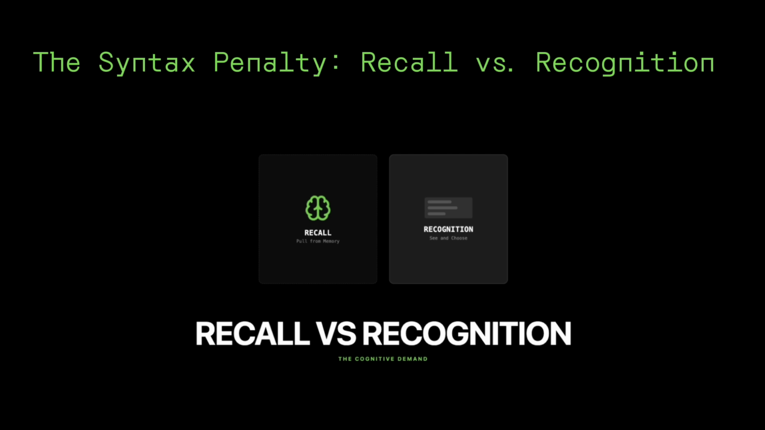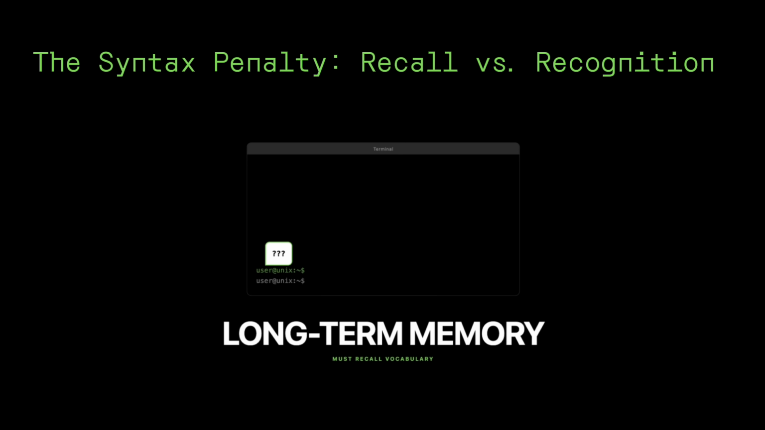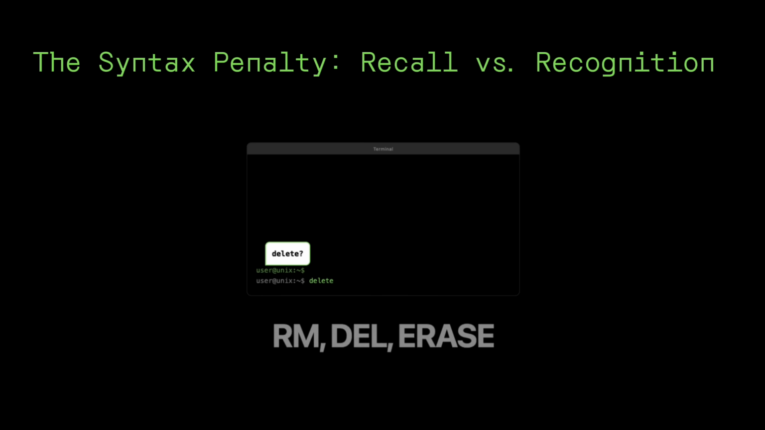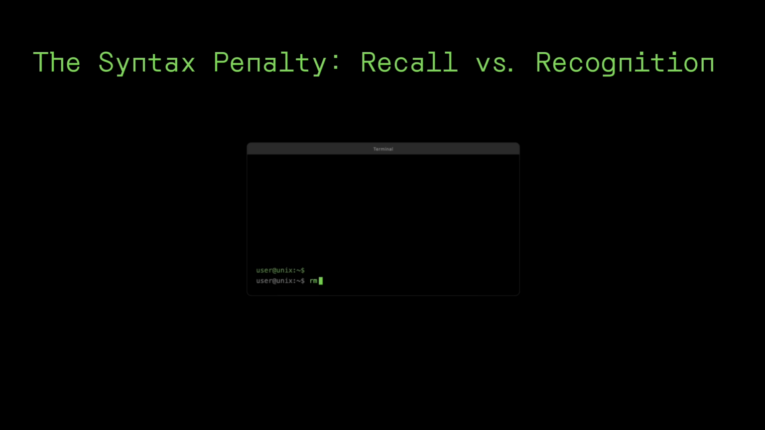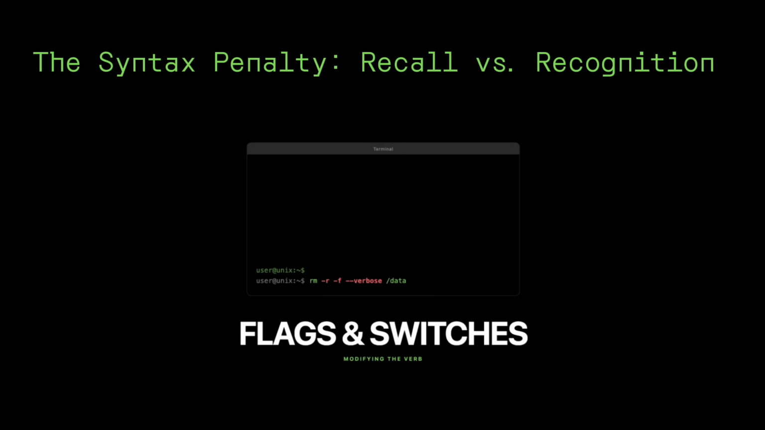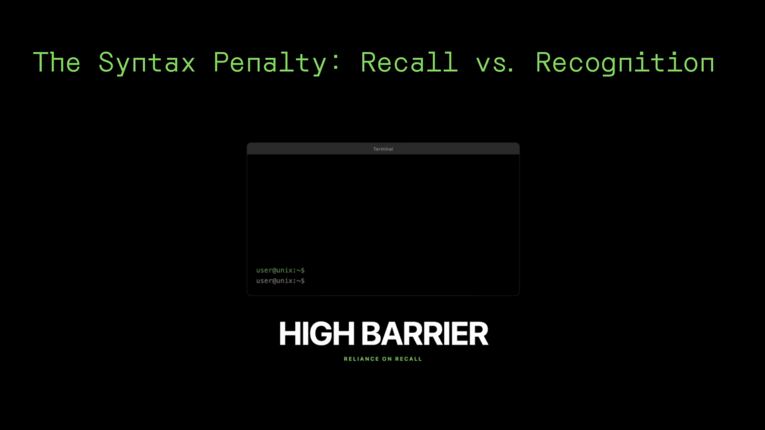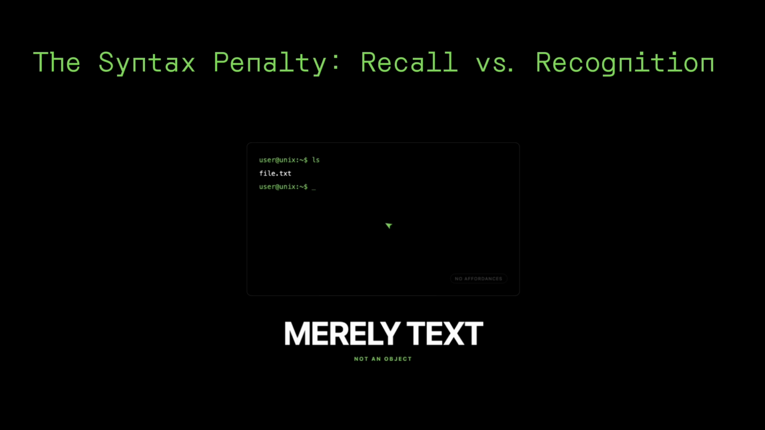The cognitive demand of the verb-noun CLI is defined by the distinction between recall and recognition. In a command line interface, or the CLI, the user must recall the vocabulary from long-term memory. They must know that remove is RM in Unix, del or delete in MS-DOS, or erase in a different system. They must remember the flags and switches that modify the verb. This reliance on recall creates a high barrier to entry. The blank slate of the CLI offers no affordances, no visual clues as to what actions are possible. A file does not look deletable. It is merely a string of text.